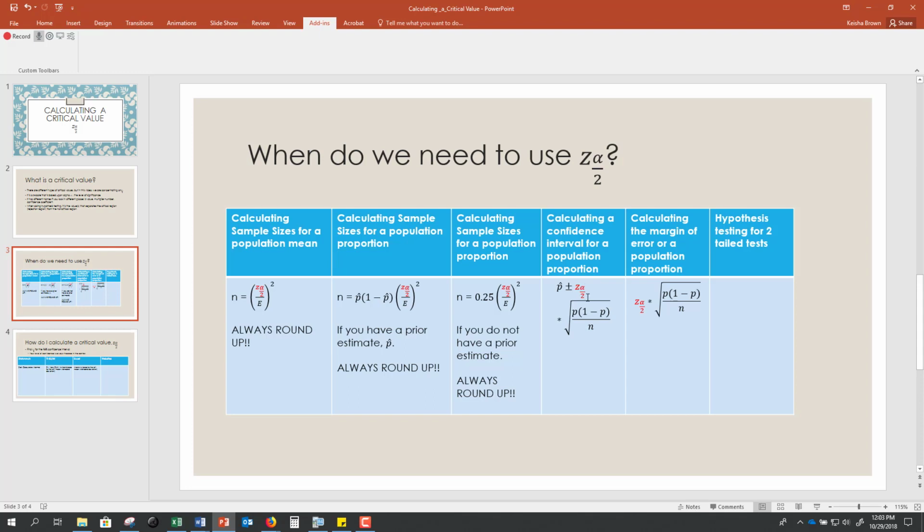It's your critical value when you're calculating your confidence interval. So you multiply that critical value times your standard error, and both of these items together give you your margin of error. Same thing when you're working with mean problem, calculating your margin of error just by itself. It's also used when you're doing hypothesis testing for two-tailed tests for proportion problems only.